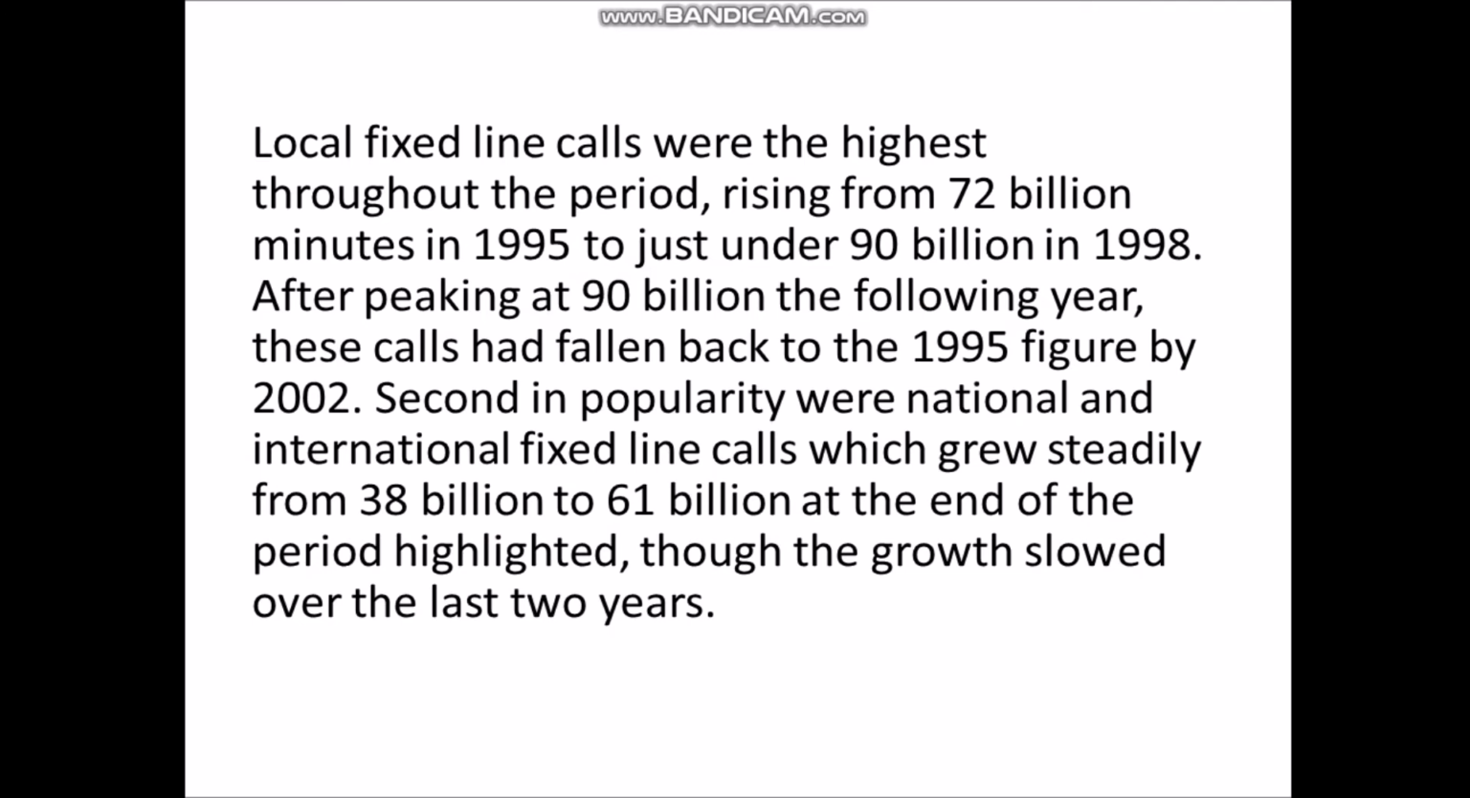Second in popularity were national and international fixed line calls, which grew steadily. You can highlight that expression from 38 billion to 61 billion at the end of the period highlighted. The end of the period highlighted, that's a good phrase. Though the growth slowed, growth slowed. Please highlight this over the last 2 years.